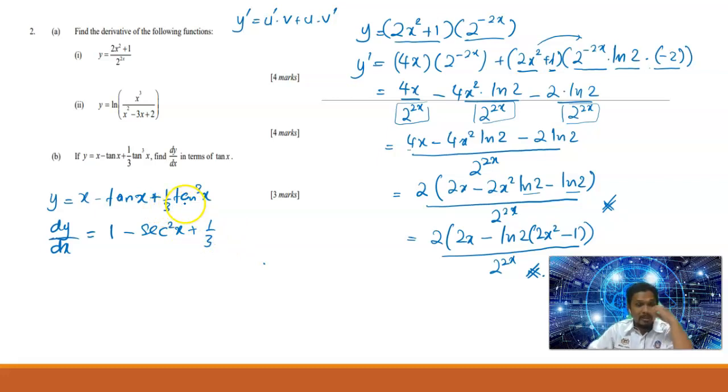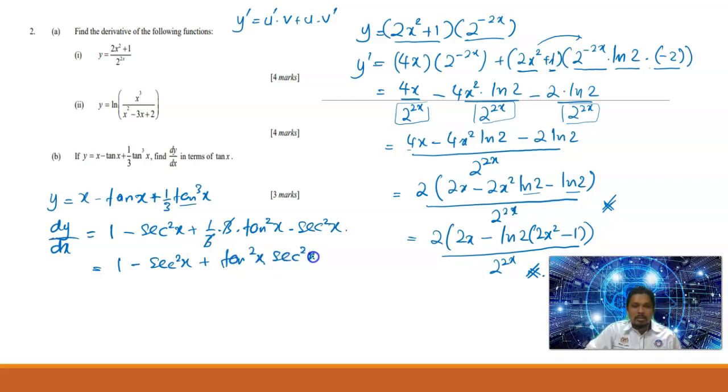Now for this one here, we are going to differentiate the power of this function first. 3 multiplied with tangent to the power of 3 minus 1 equal to 2. Then differentiate the trigonometric function. Differentiate tangent gives secant square x. And differentiate x equal to 1. So now 3 divided by 3, we have 1 minus secant square x plus tangent square x secant square x.